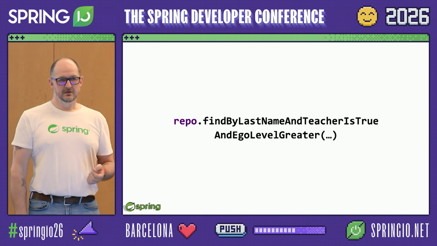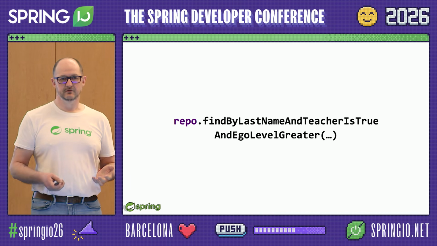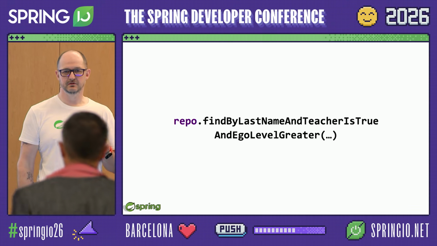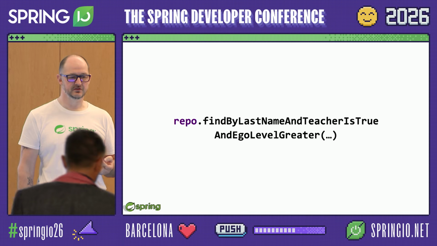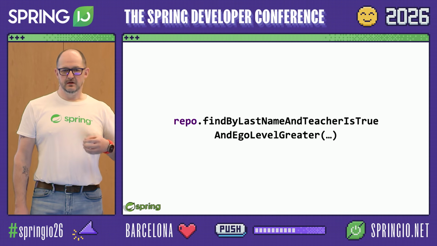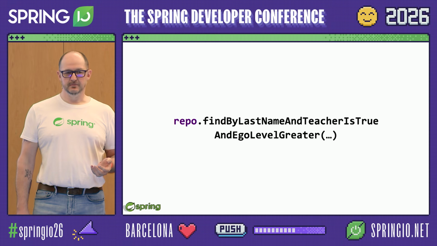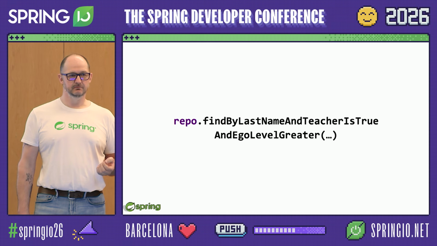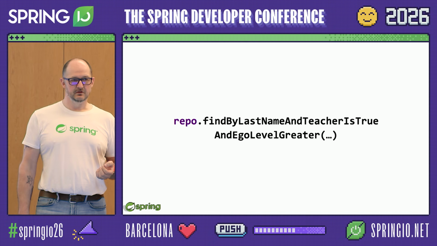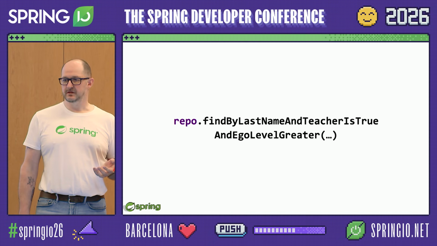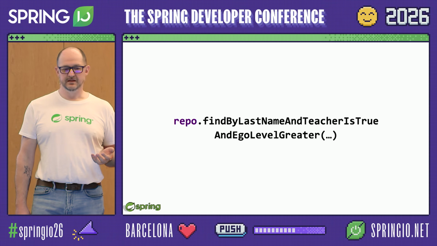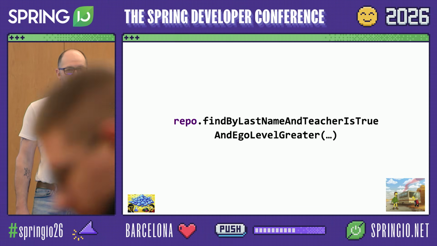Repository query methods have evolved over time as our understanding of applications and the domain evolves and changes. And with that, our applications become more complex, our queries become more demanding, and eventually what started as a method name turns into documentation, and sometimes into a cry for help.